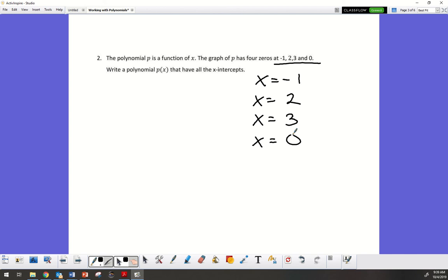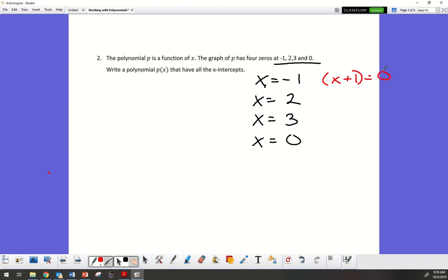By turning into a factor, I set it equal to 0, right? So to set this first one equal to 0, I need to do what to both sides? Add 1. So let's do that. I'm going to change up colors here. I'm adding 1, so it's plus 1 to both sides. So now it's going to become x plus 1 equals 0.